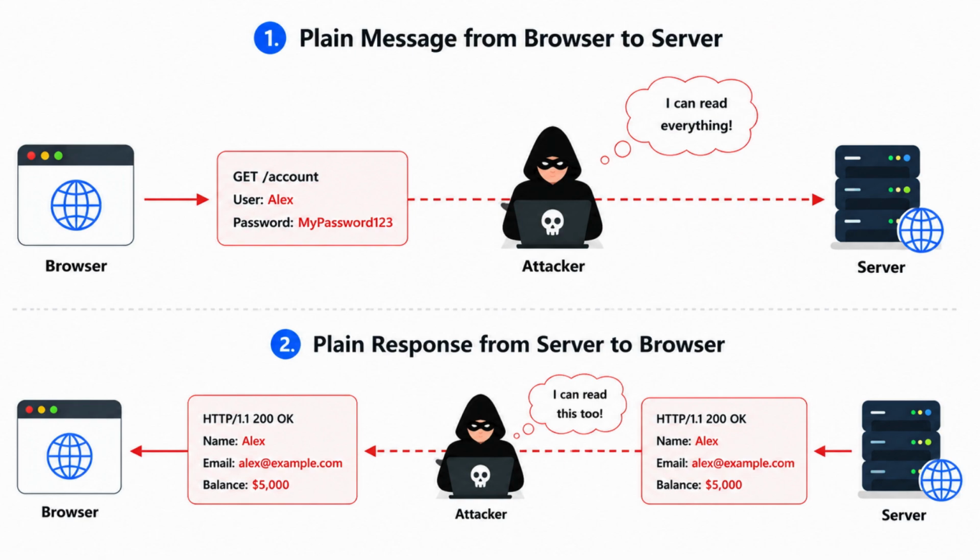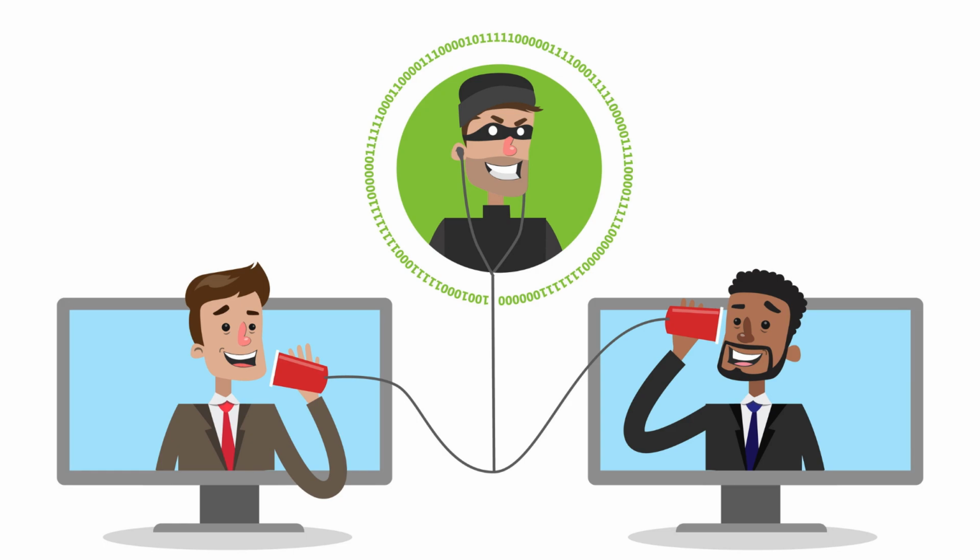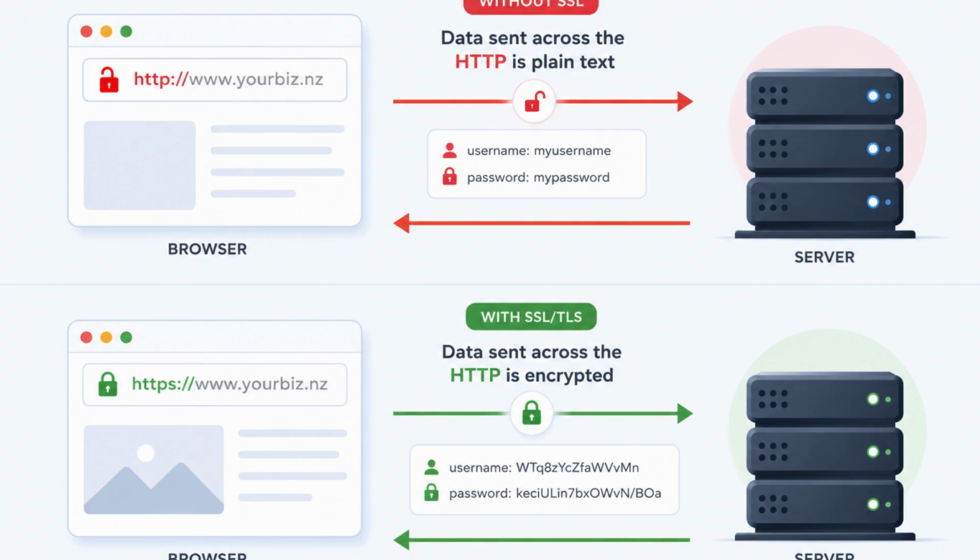When your browser sends a request, it doesn't travel directly to the server. Instead, it passes through Wi-Fi routers, internet service providers, network devices, and many intermediate systems before reaching its destination. If someone intercepts that communication, they can read everything being transmitted. That could include usernames, passwords, messages, or other sensitive information. Clearly, this isn't safe. So how do we protect our data?